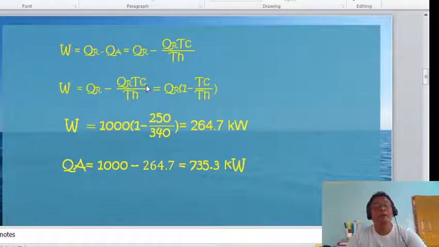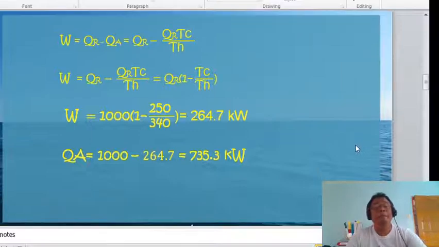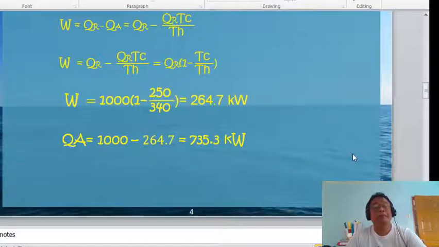And then solving now, class, the heat added. That is QA equals 1000 minus 264.7, equals now 735.3 kilowatts, class. Okay, so this is very easy.